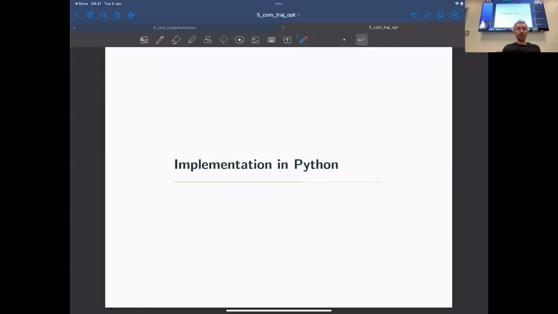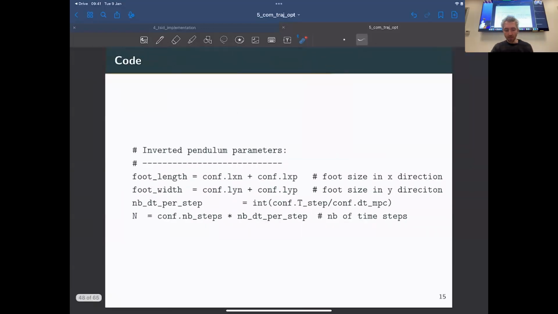Okay, how do we implement that in Python? So I'm gonna highlight here some parts of the script and I'm gonna show you and run together. So of course you need to know some parameters of your robot in order to make this footstep and COM trajectory planning. Two very important parameters are the foot length and the foot width, because those are basically the bounds for your center of pressure. So we get the foot length by taking the negative foot length plus the positive foot length from the same configuration file we used in TSID.